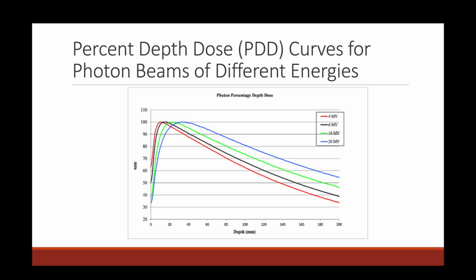The maximum dose is more shallow for lower energies, and therefore it also makes sense that the surface dose is higher for lower energies. For higher energies, so 20 MV now, the depth of Dmax is greater, it's deeper into the patient, and therefore the surface dose is also lower. So that is a really, really important concept to understand about photon beams of different energies.